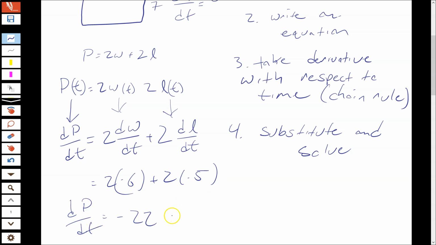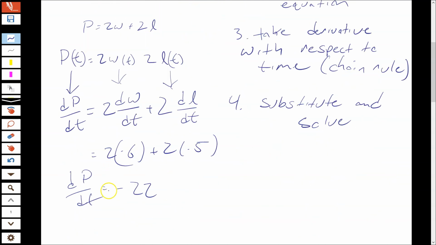And this is a length, right? So what are my units here? Inches per second.